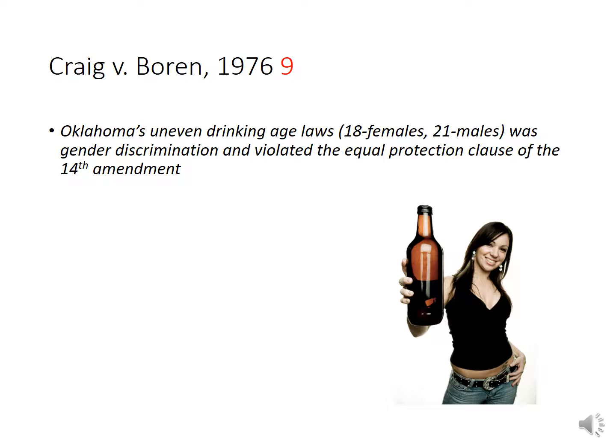So looking at this phrase, equal protection, when could there be circumstances in which there's not equal protection, in which there could be an acceptable form of discrimination? In this case, having uneven drinking age laws was not an acceptable level of discrimination.